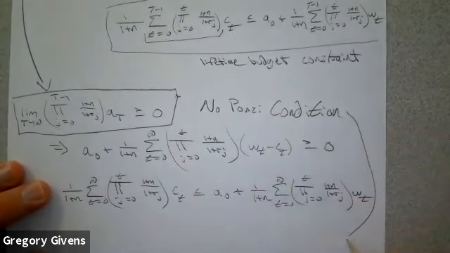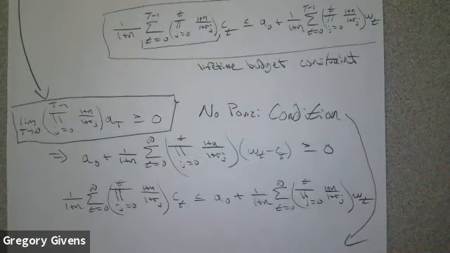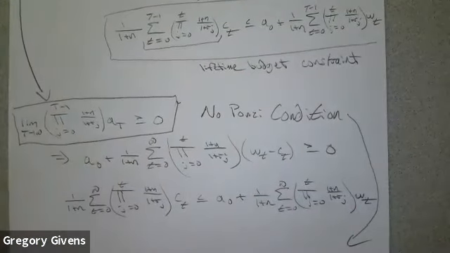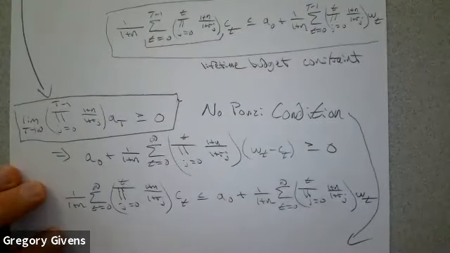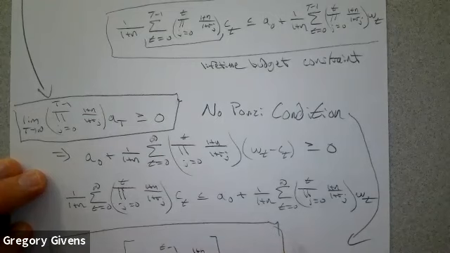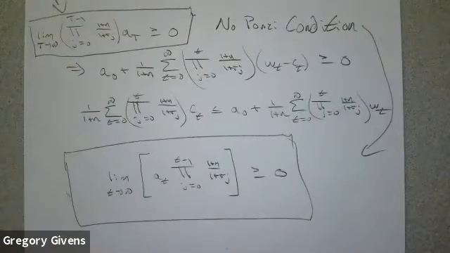If I want to write this in terms of little t instead of capital T, it can be written as the limit as little t goes to infinity of a_t times the product from j equals 0 to little t minus 1 of (1 plus n) over (1 plus r_j). This is the no Ponzi game condition in its intensive form.